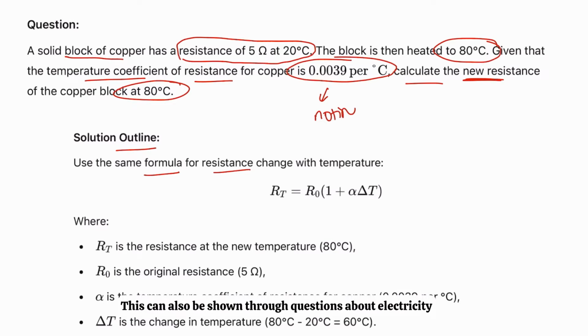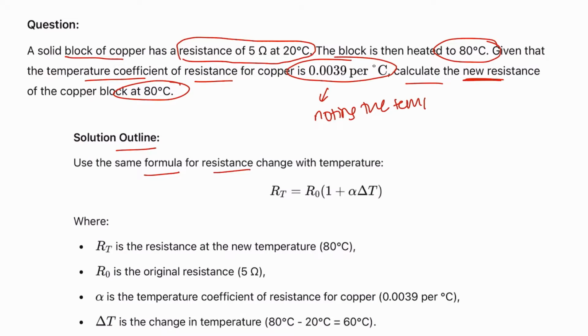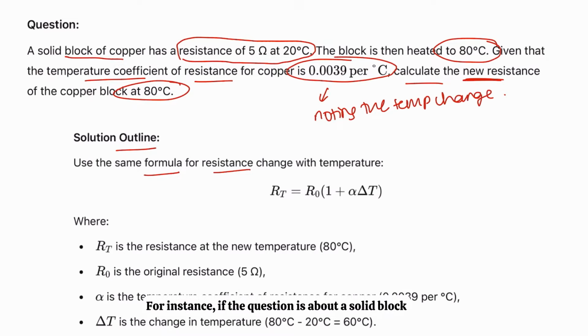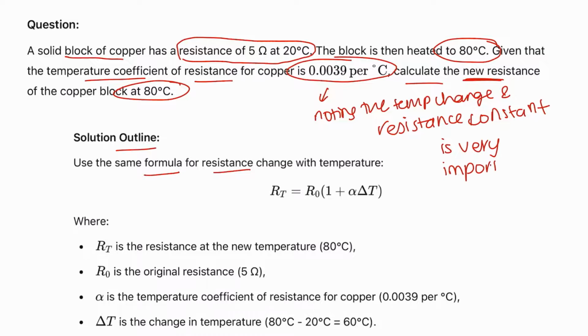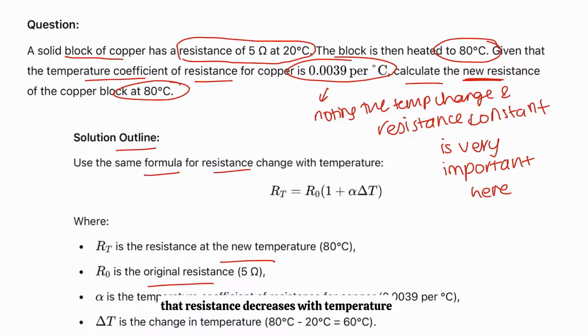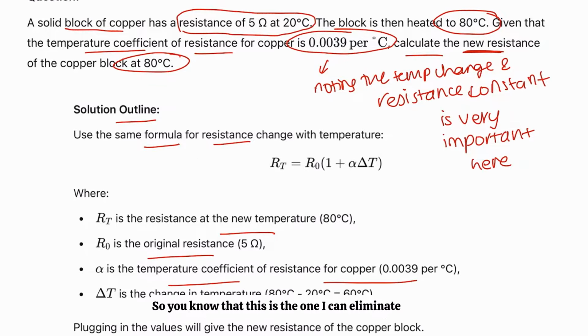This can also be shown through questions about electricity. For instance, if the question is about a solid block and it asks what happens to the resistance when it is heated, thinking through the scenario is useful because you need to keep in mind that resistance usually increases with temperature in conductors. So if one of the options says that resistance decreases as temperature increases, that's wrong. So you know that this is one you can eliminate and move on to the other options.